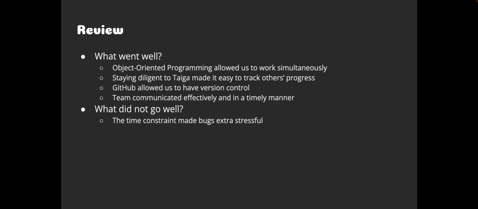In terms of what went well, using an object-oriented programming language allowed us to work simultaneously and really minimize the amount of merge conflicts we had. Our Taiga and the agile development process in general made it really easy to track each other's progress and check in a lot. Our GitHub allowed us to have version control, and our team communicated really effectively and were easy to reach. What did not go well is that we ran into a lot of bugs, and because of how little time we had, it made them pretty stressful, but we were able to achieve a really great application nonetheless.